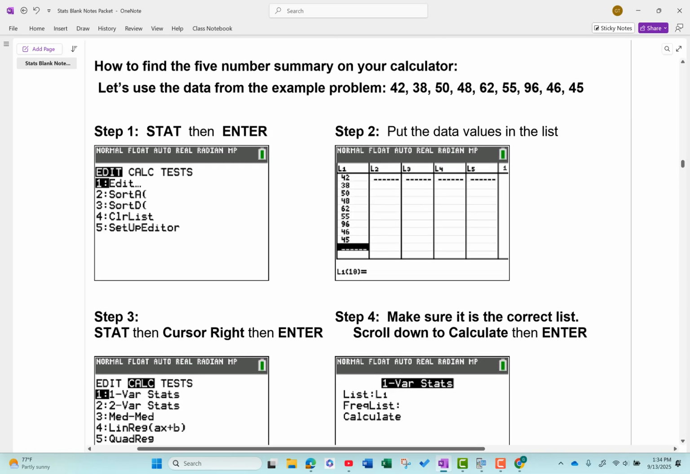Okay. So let's take another look at how I can use the calculator to help me. Now that we kind of understand what it is, we can expedite this process a little bit more by using our calculator. So let me walk you through that.